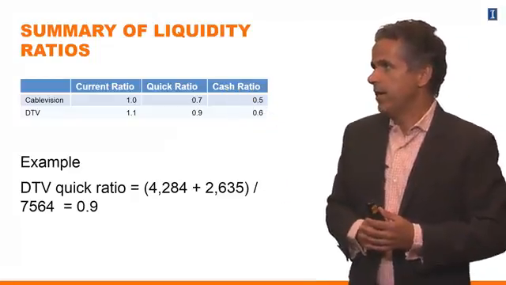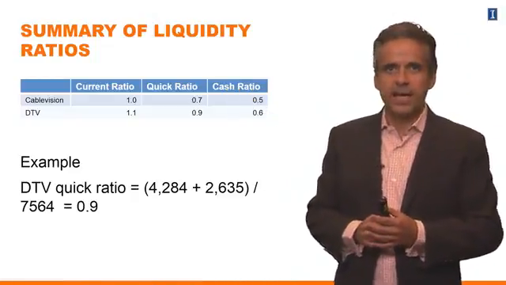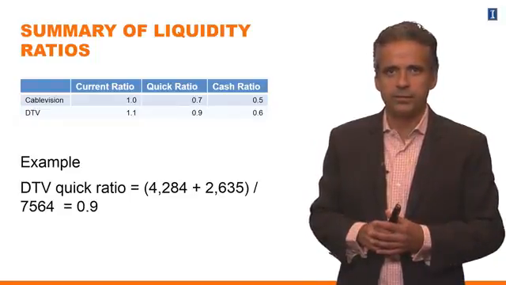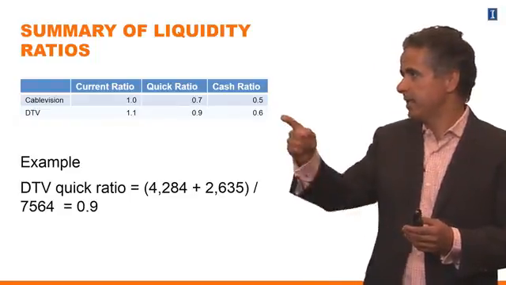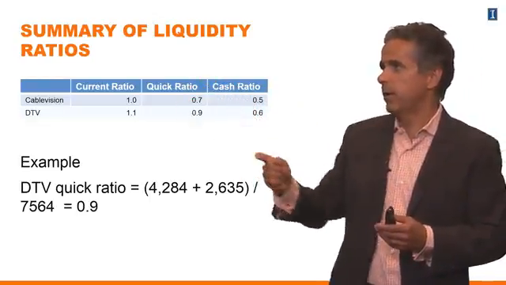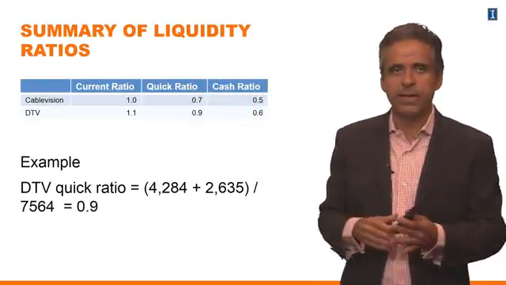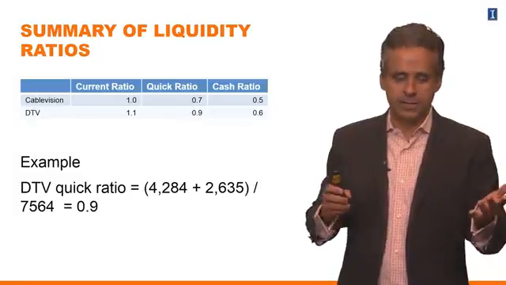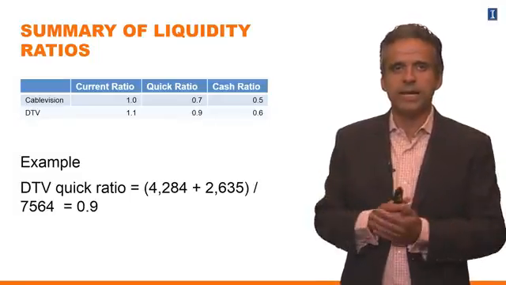So here are all the calculations using that data, and I encourage you to do it on your own and check to make sure you can get the same numbers. We have the cash ratio, the quick ratio, and the current ratio for Cablevision and DirecTV. We're not going to talk about the BA Aerospace anymore. The reason why it was there is just to illustrate that inventory issue.